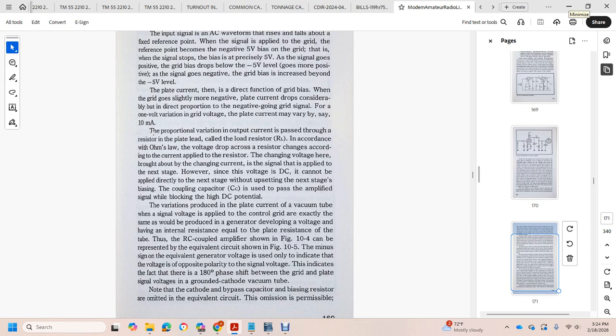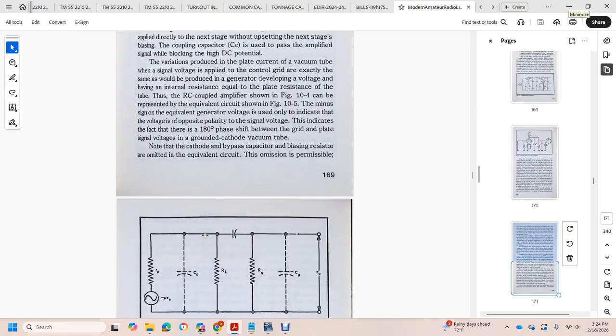The variation produced in the plate current of the vacuum tube by the signal voltage applied to the control grid is exactly the same as would be produced by a generator developing a voltage and having an internal resistance equal to the plate resistance of the tube. Thus the RC coupled amplifier shown in figure 10.4 can be represented by the equivalent circuit shown in figure 10.5. The minus sign on the equivalent generator voltage is used only to indicate that the voltage is opposite in polarity to the signal voltage, showing the 180 degree phase shift between the grid and plate. For a single-stage grounded cathode vacuum tube with a cathode bypass capacitor, the biasing resistor may be omitted from the equivalent circuit.